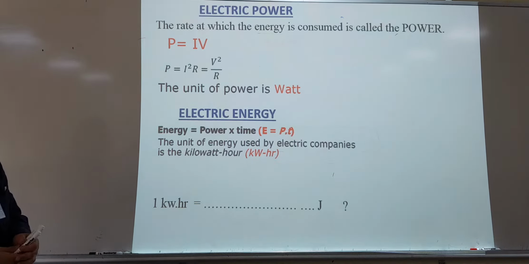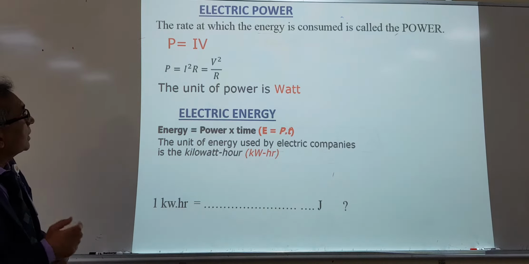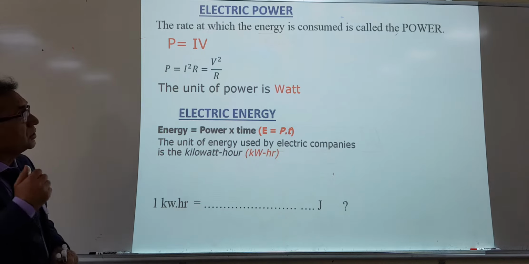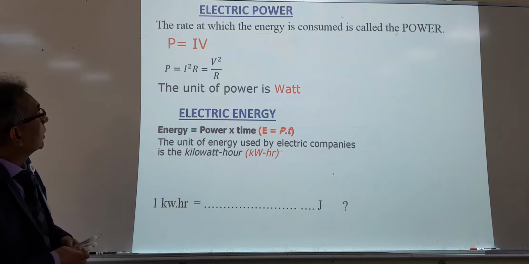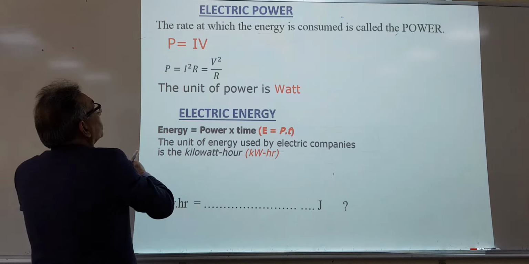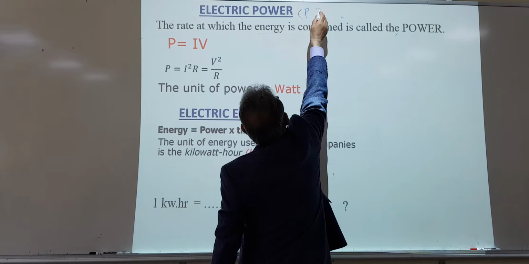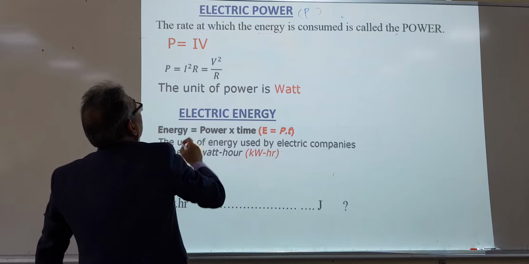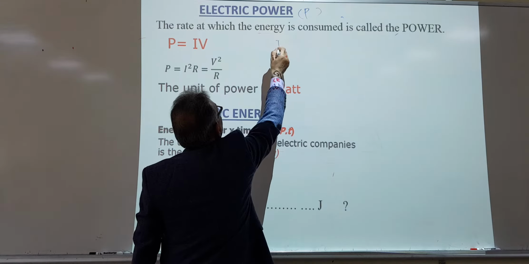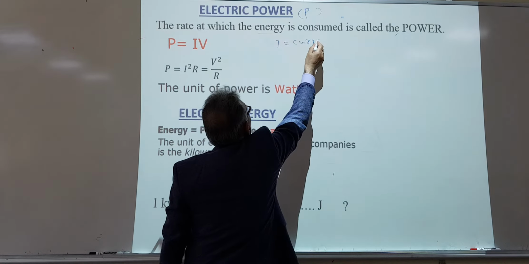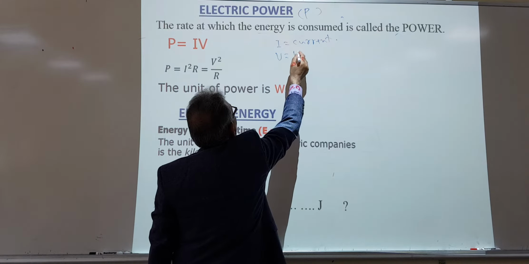Electric power. The rate at which the energy is consumed is called electrical power. Power P is equal to I times V. I is the current flowing through the circuit. V is the potential difference or the voltage.